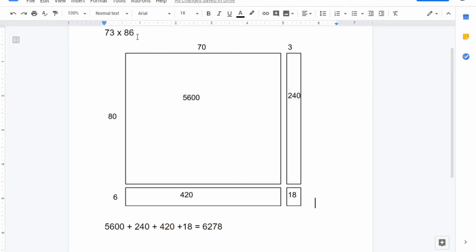But also, this begins to build up this idea, right? 73 times 86 is the same thing as 70 plus 3, and I'm putting them in parentheses here. So you take 70 plus 3 times 80 plus 6. And the reason I'm putting this here is because this format right here, and usually we don't put the x in here, we just put it with parentheses like this. So 70 plus 3 times 80 plus 6.